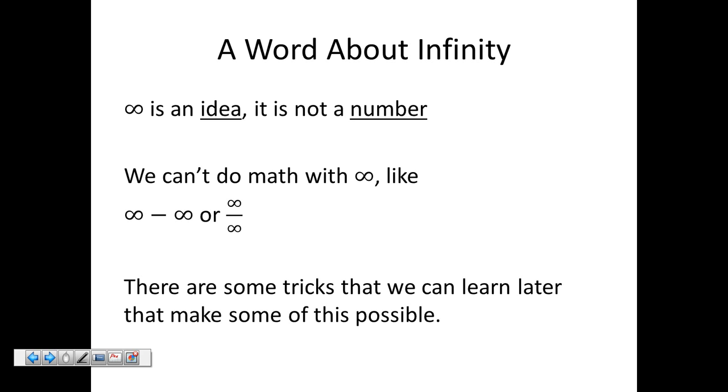So we try to avoid this stuff. We try not to do infinity minus infinity. We try not to do infinity divided by infinity. Now there are some tricks that we're going to learn later that will make some of this weird stuff possible. But for right now, we can do infinity plus infinity. That math with infinity is okay, because basically if I take a really big whomping number and I add another really big whomping number, I'm going to get a really big whomping number. Or if I go infinity times infinity, again, that's okay because it's just going to make another really huge number. But what we don't want to do is any difference or division.